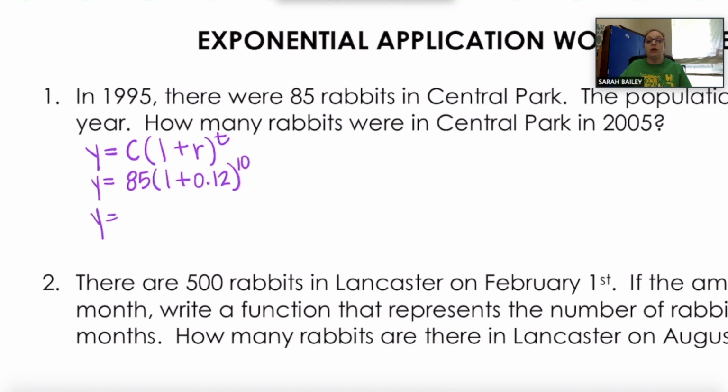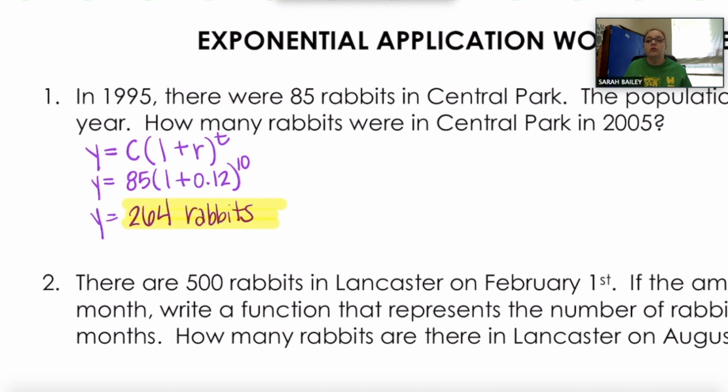And I'm just going to type that into my calculator. Again, I'm going to use my graphing calculator. Most calculators would probably work. If you don't have a graphing calculator, then you can certainly use Desmos. So 85 times 1 plus 0.12 to the 10th power. And we're talking about rabbits here, so you can't have a part of a rabbit. So we're going to round to the nearest whole number. So that's going to be 264 rabbits.